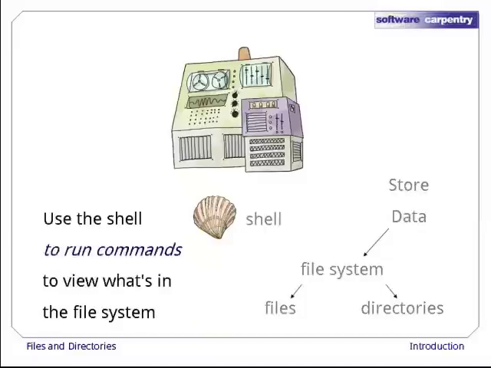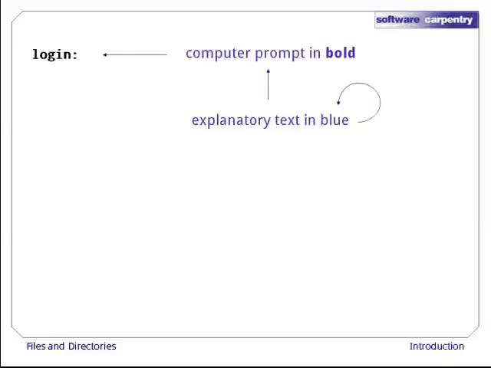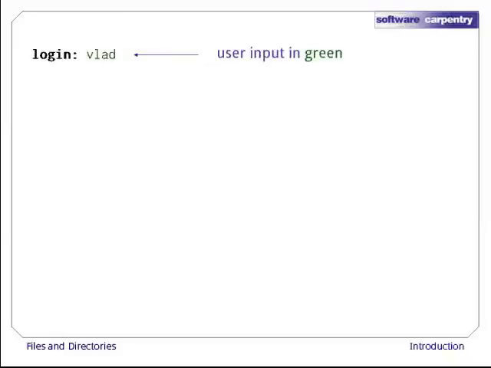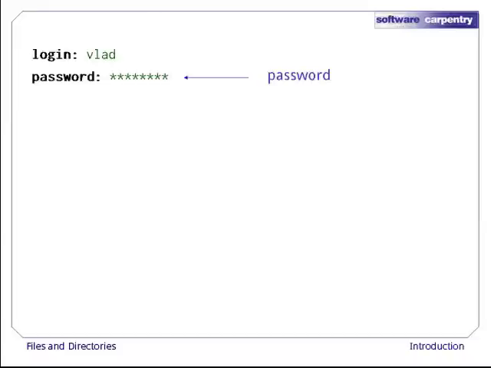Or to be more precise, how we can use the shell to run other programs that will show us what's in the file system. Let's start by logging into the computer. Here, we're showing the shell's prompt in bold and explanatory text, like this message, in blue. Type our user ID, we'll show user input in green, and then our password.